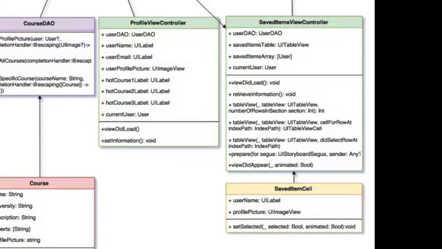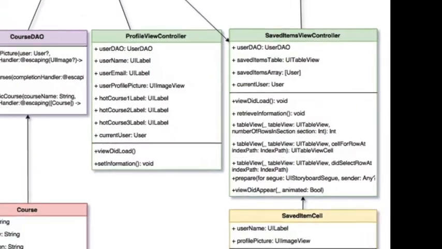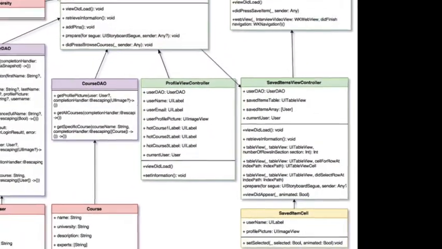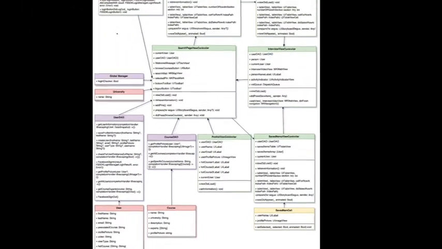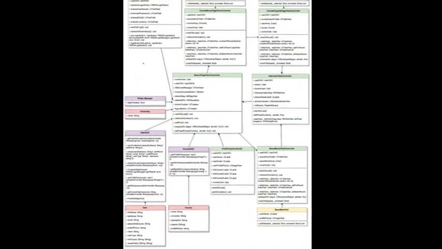The profile view controller uses the profile picture that's been obtained from Facebook, and that is the set information method, puts it in the user profile picture image view, and it also shows the courses of most interest to that person, as well as the name and email. So that is the class diagram.